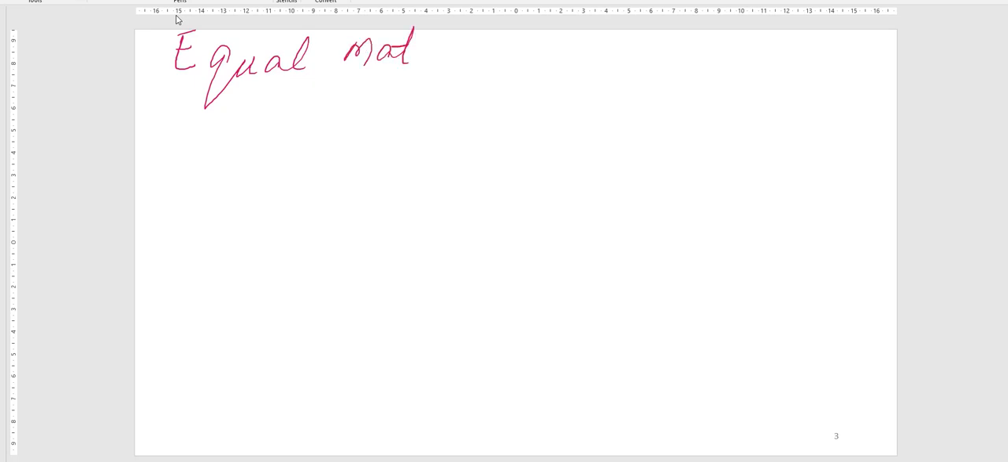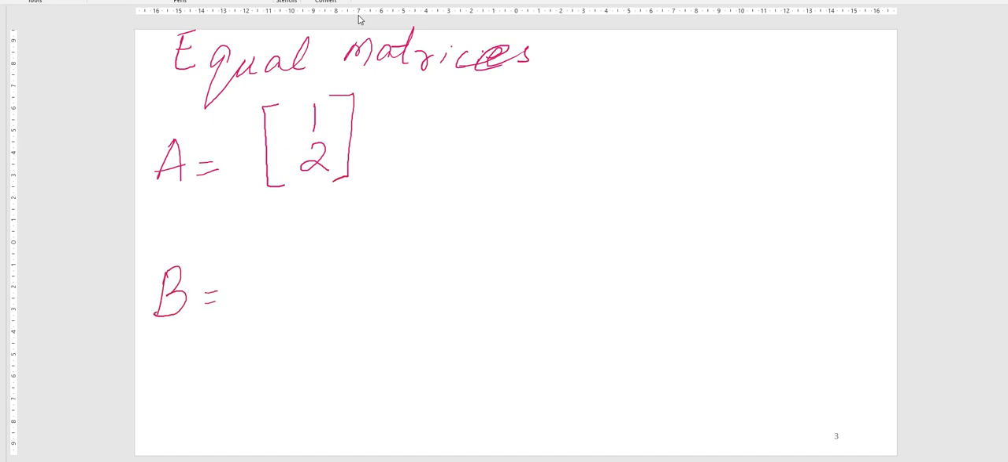Then there are equal matrices. I will show you what equal means. Equal matrices. See, suppose we have two matrices: matrix A, and to make it very easy, I take 1 and 2 as an example, and there is another matrix B with 1 and 2. You can use any letter, but these letters should be capital.